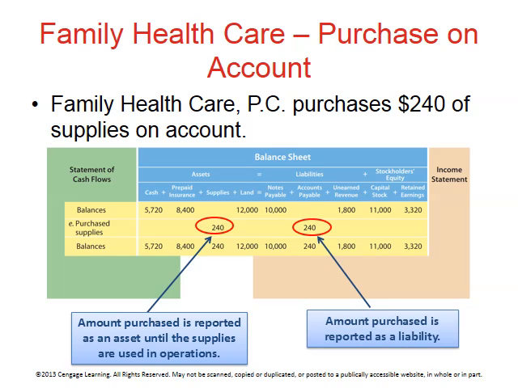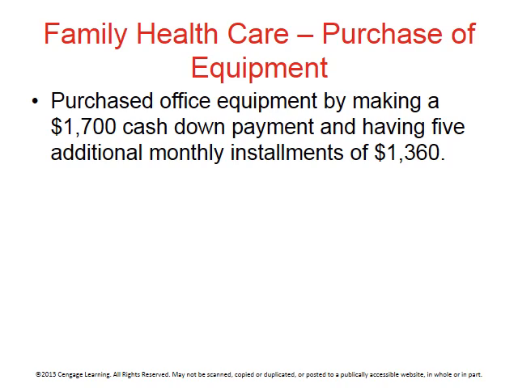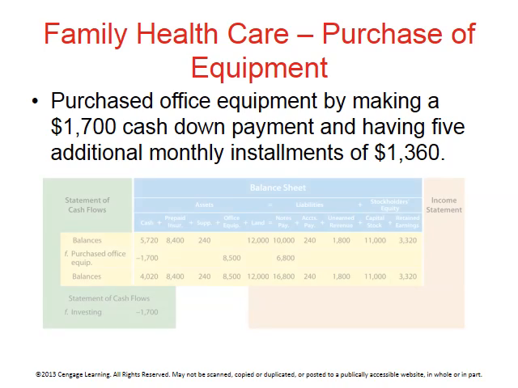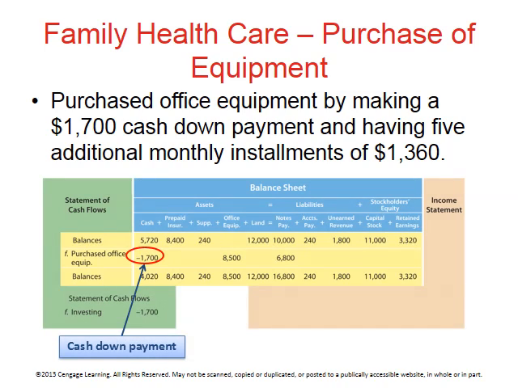Now we're going to purchase some office equipment. We made a $1,700 cash down payment, and then we're going to make 5 installments of $1,360. So we decrease cash by $1,700, which is the down payment for cash, and then that goes out of our investing activities on our statement of cash flows.